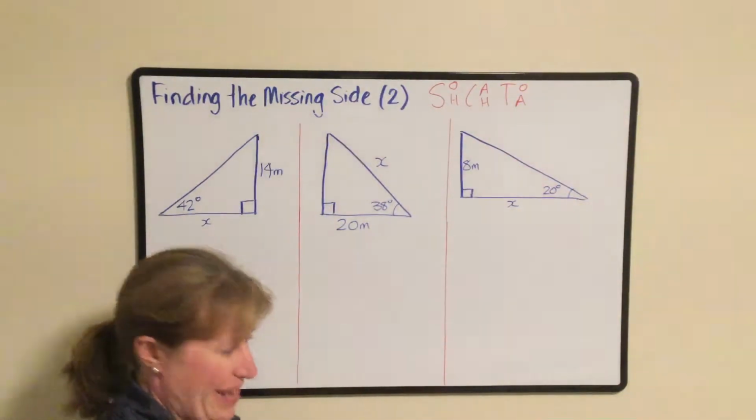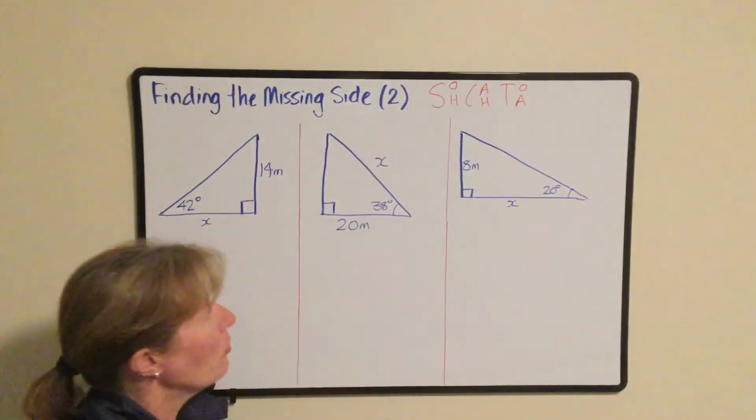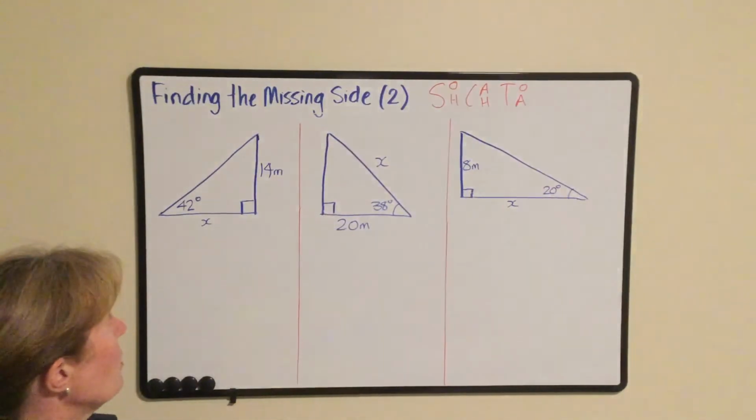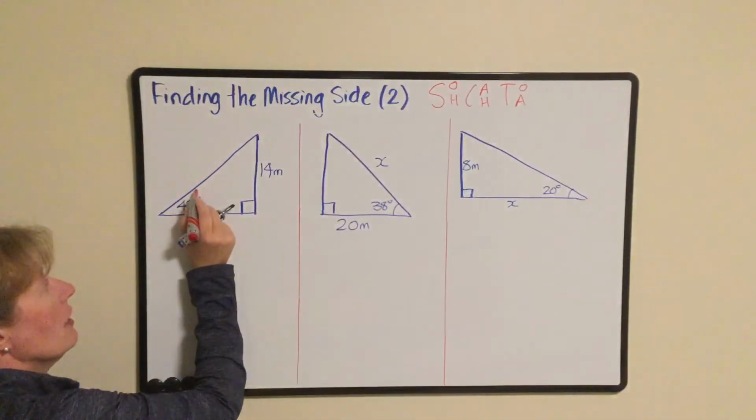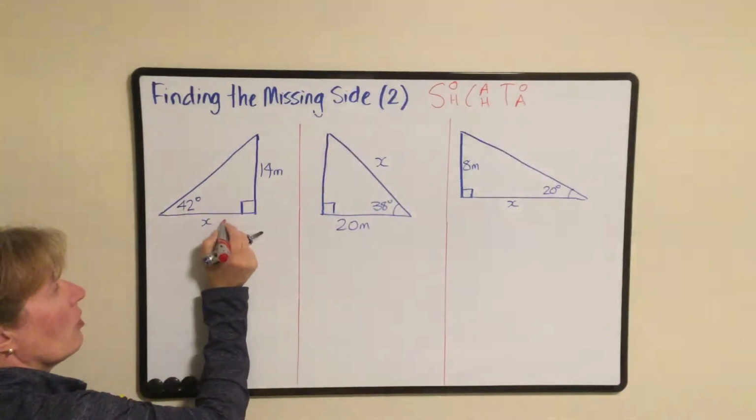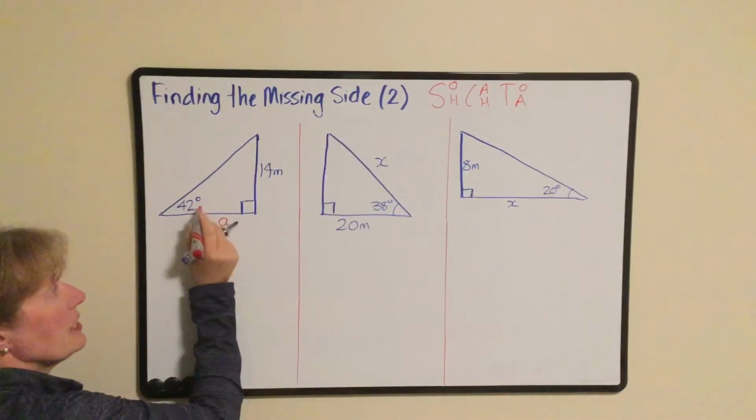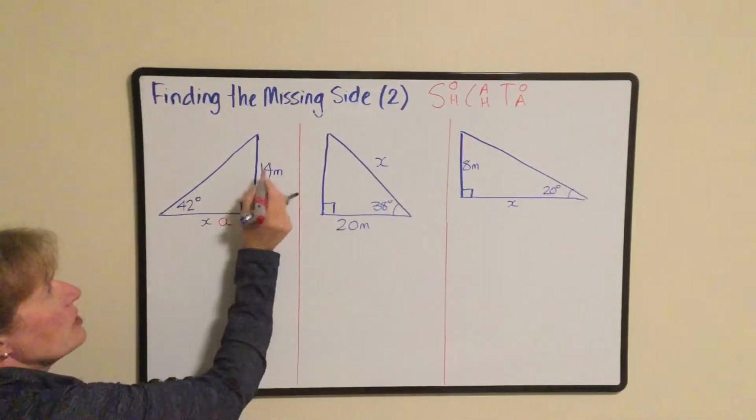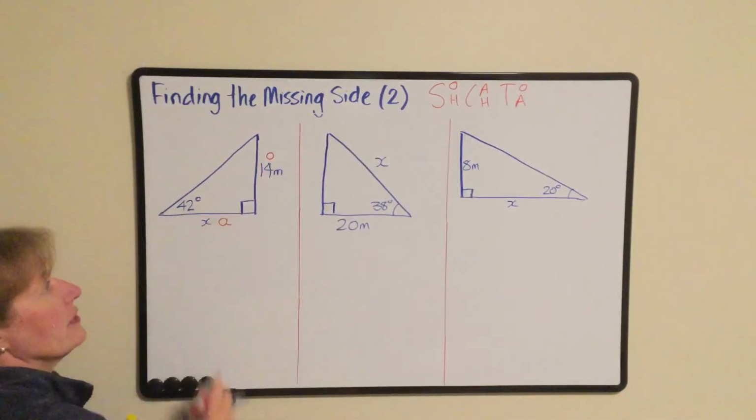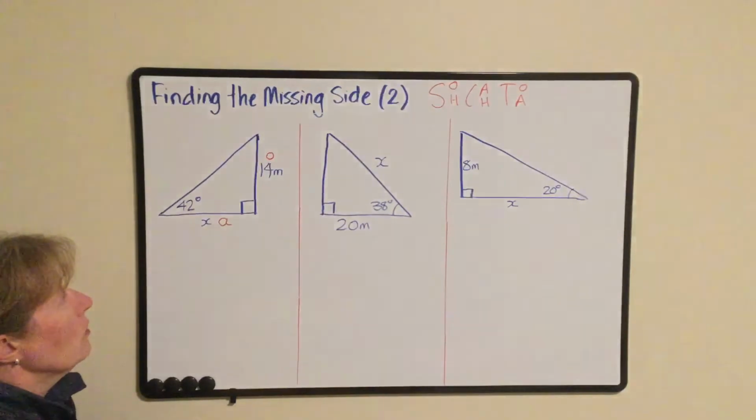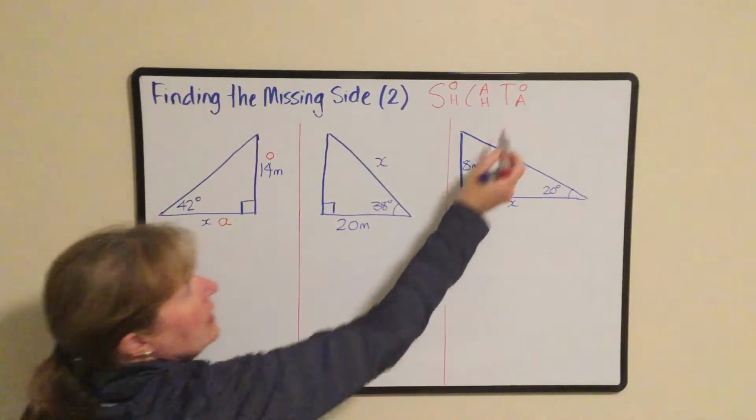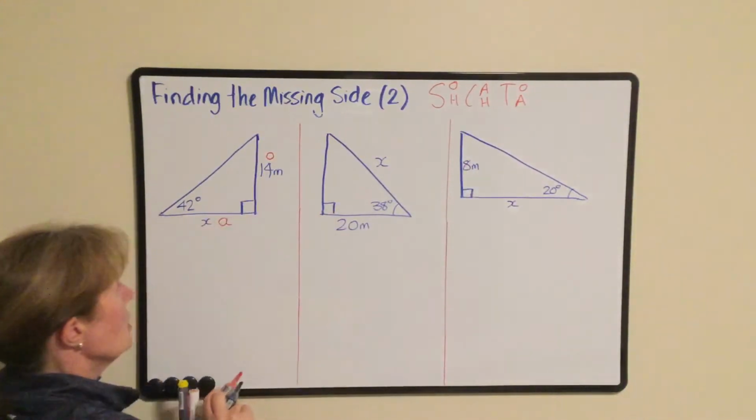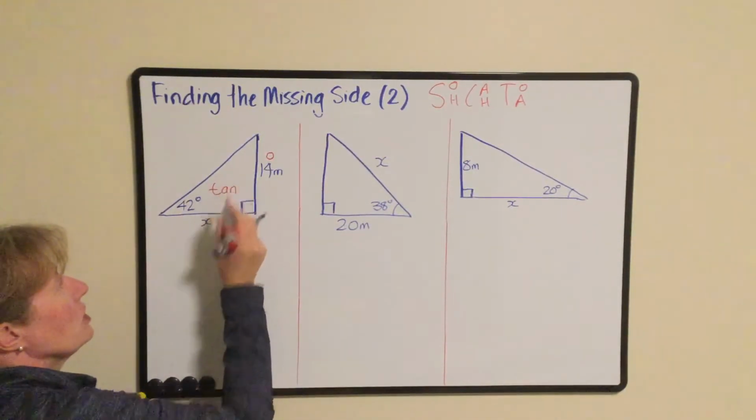So I've got 3 examples here, and we're going to do exactly the same as we did the first time. We're going to label the sides. So in this question here, the side that I'm interested in finding is the adjacent. It's next to that angle. And this side over here is the opposite. It's opposite the angle we know. We're going to identify which ratio to use, and because I've got O and A, it's going to be a tan question.